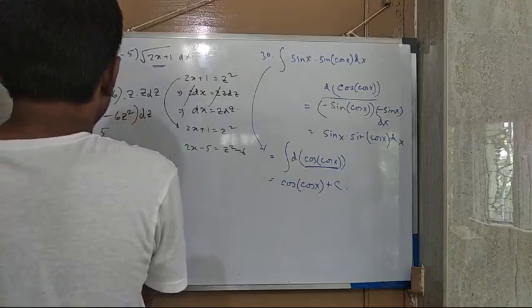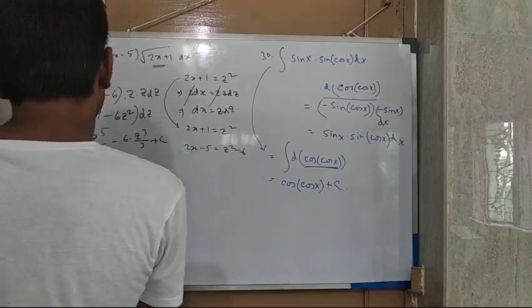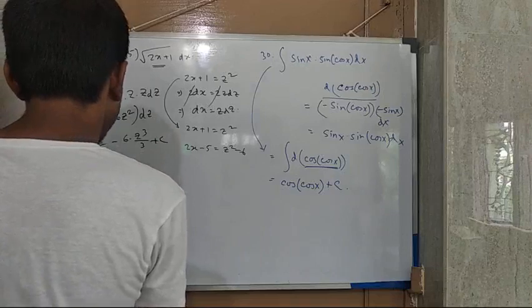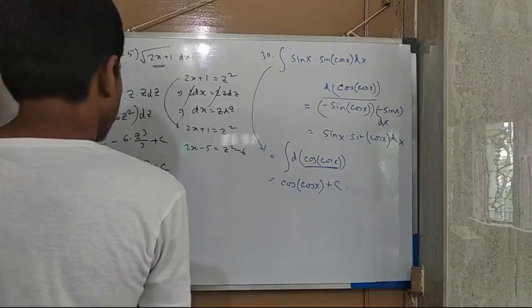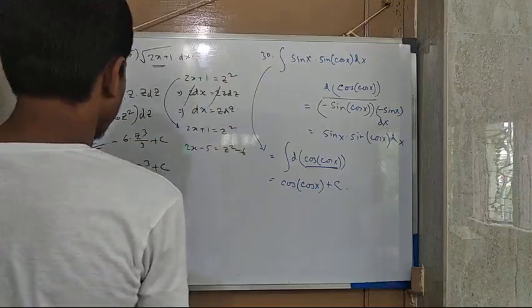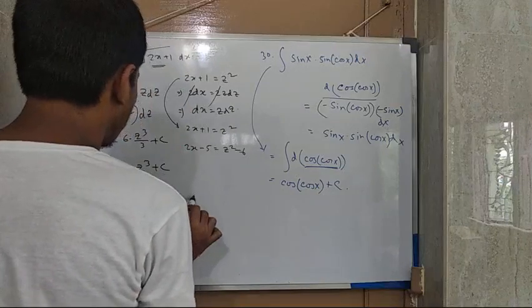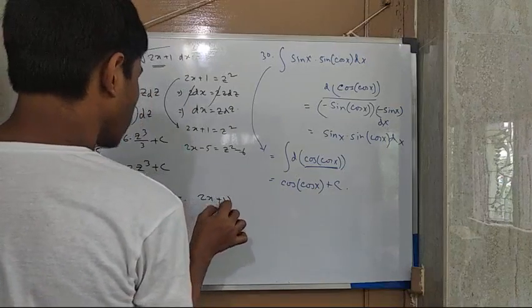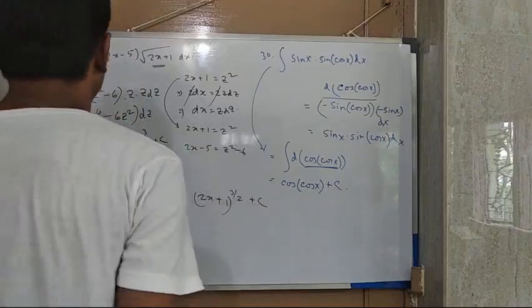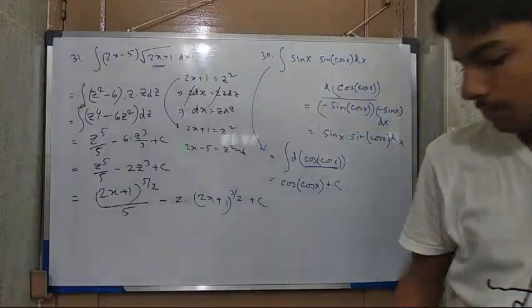So this is z to the power 5 by 5 minus 6 z cube by 3 plus c, which is z to the power 5 by 5 minus 2z cube plus c. So z is root under this, so this becomes (2x plus 1) to the power 5 by 2 by 5 minus 2 times (2x plus 1) to the power 3 by 2 plus c. So this is our answer for the 31st integral.